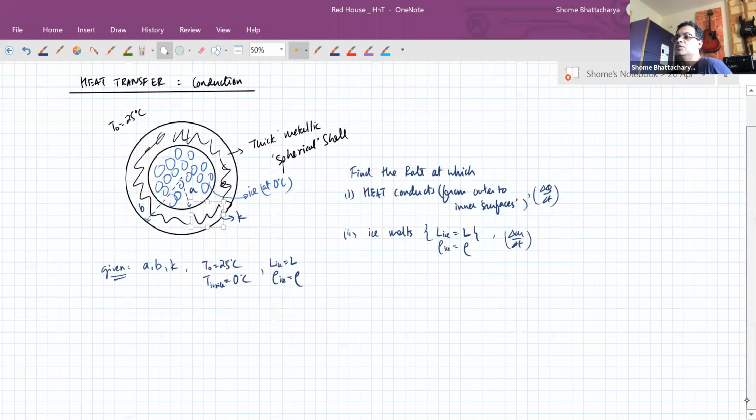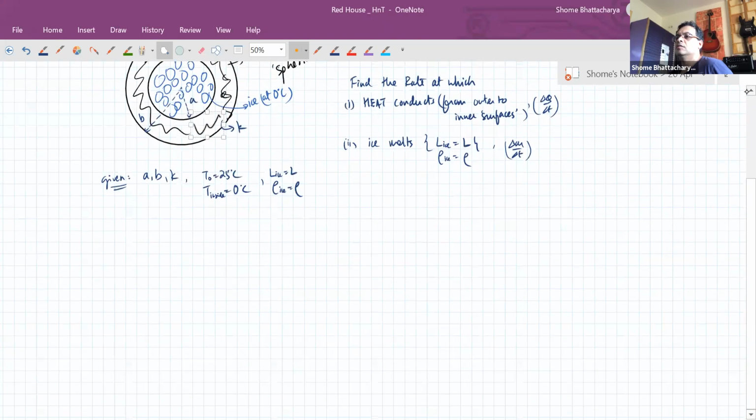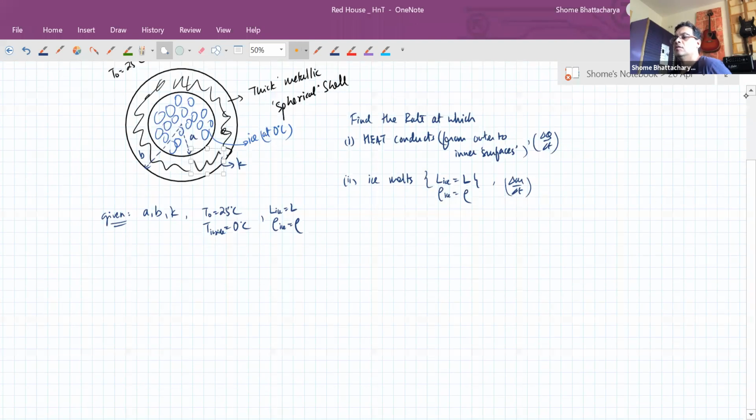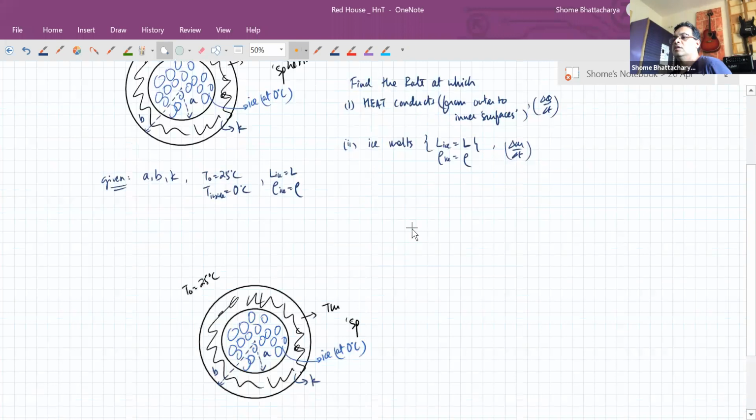Okay, so the first thing, as I was saying, you'll realize in the question is that the direction of heat conduction, or the heat current, will flow radially inwards. So that heat current is not encountering a uniform cross-sectional area. At the outermost surface, the cross-sectional area is 4 pi b square. At the innermost, it is 4 pi a square.